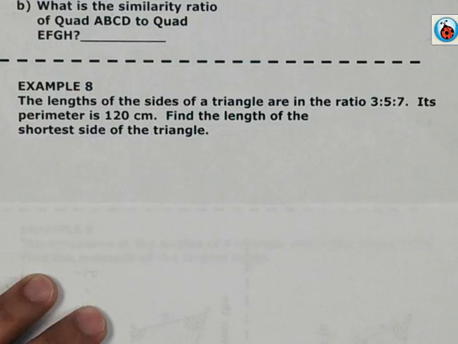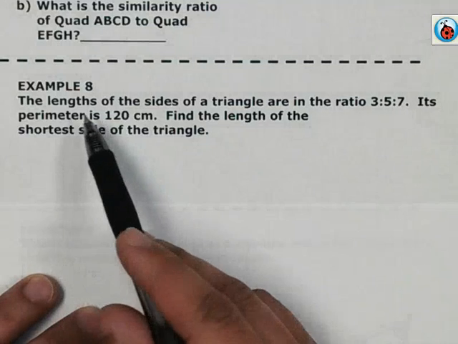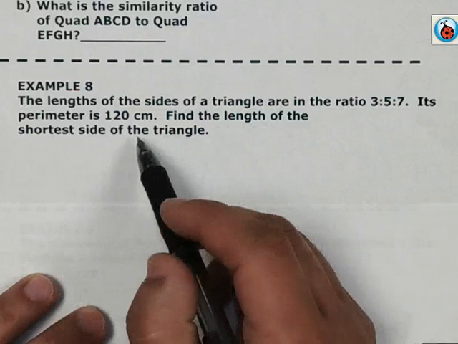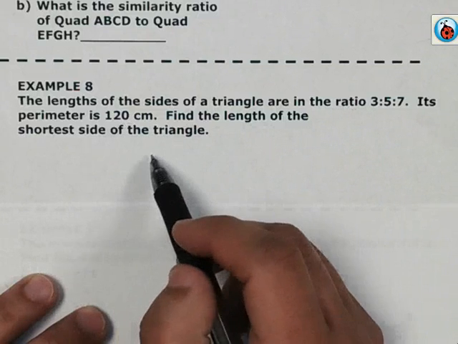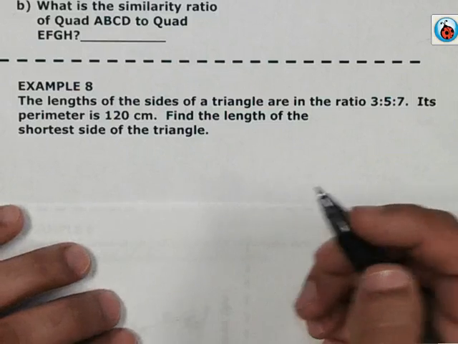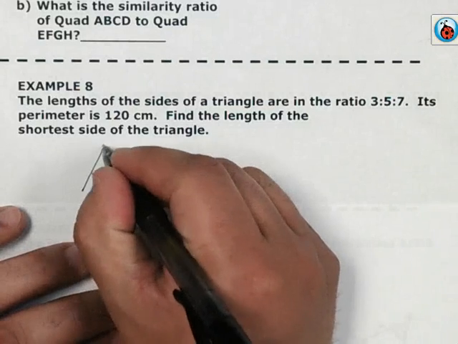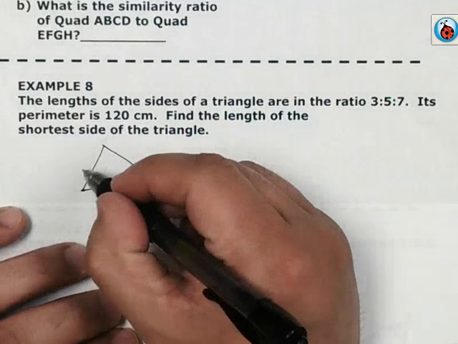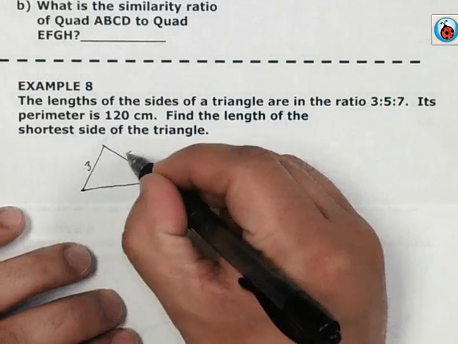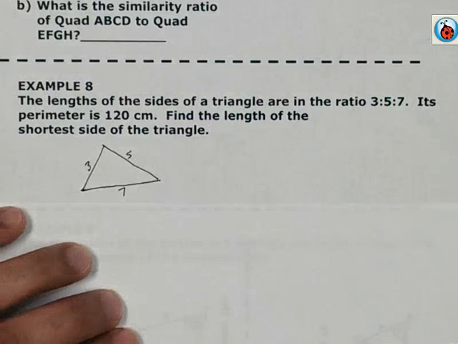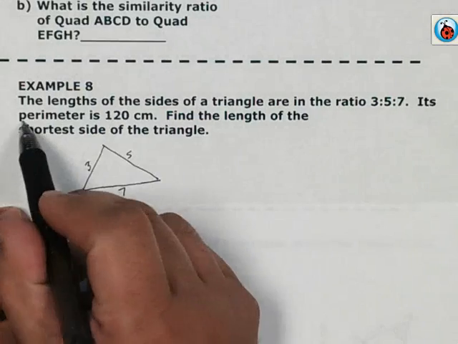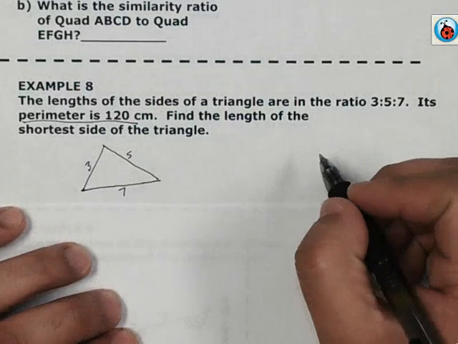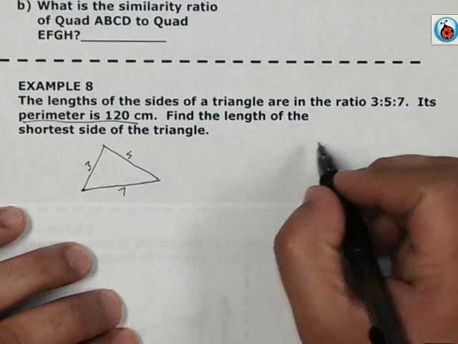All right, now I want us to look at a different kind of problem. It says the lengths of the sides of a triangle are in the ratio of 3, 5, and 7. Its perimeter is 120. Find the length of the shortest side of the triangle. All right, so we're going to kind of have to create a triangle. And one side has a ratio of 3, 5, and 7. It says that the perimeter is actually 120 centimeters. So we have to kind of solve an equation here for this.